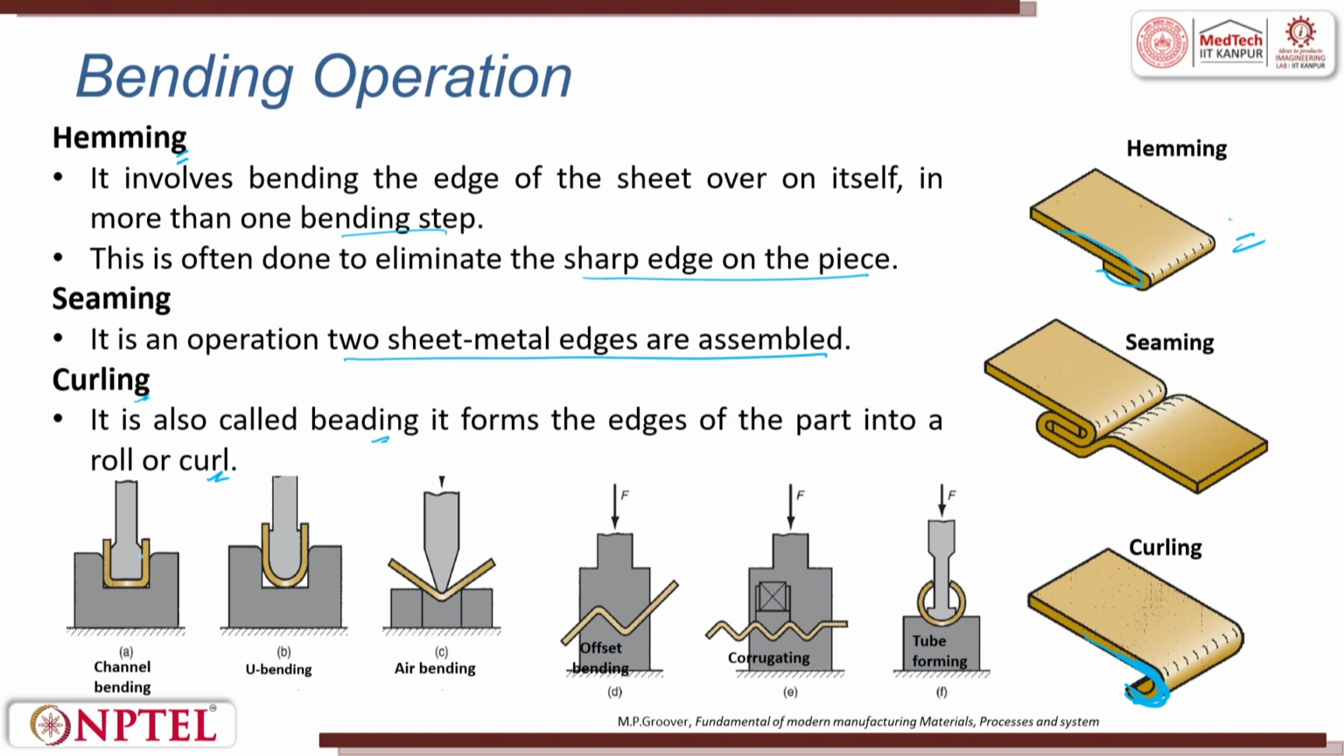You can bend and create a long channel bending, and then you can have U-channel bending, U-bending. Then we have air bending, wherein you have a small bend like this. Offset bending is possible, like corrugated sheet you have. Then you have corrugating, which is also a bending operation. Then you have a tube forming operation. Tube forming is you start like this, you press it, then these two ends join together and it forms a tube. Okay. These are the other bending processes which are generally done on a sheet metal.